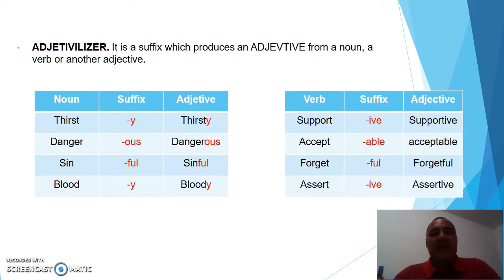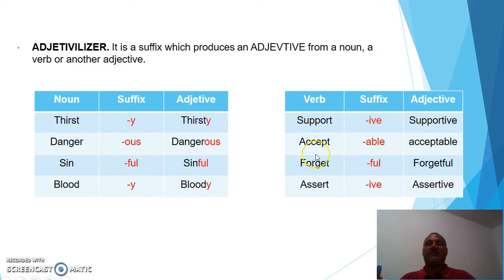Well, the third group that I'm going to talk about is adjectivizers. This process produces an adjective from a noun or a verb or another adjective when we use some kind of suffix such as -ive, -ous, -ful, and -y. In the case of nouns, for example, we've got thirst, thirsty, danger, dangerous, blood, bloody.